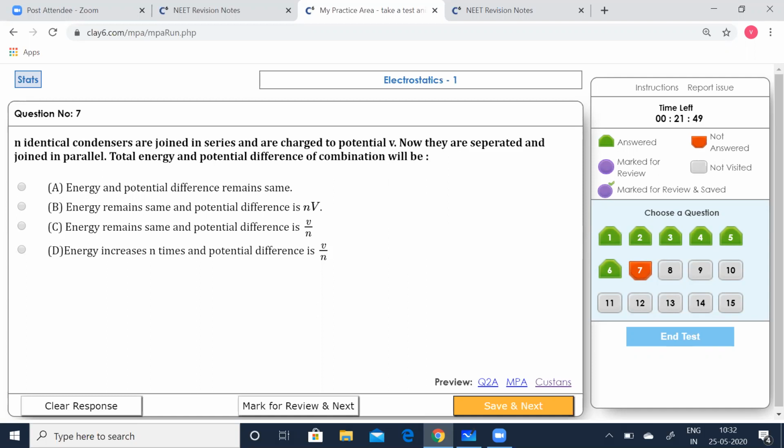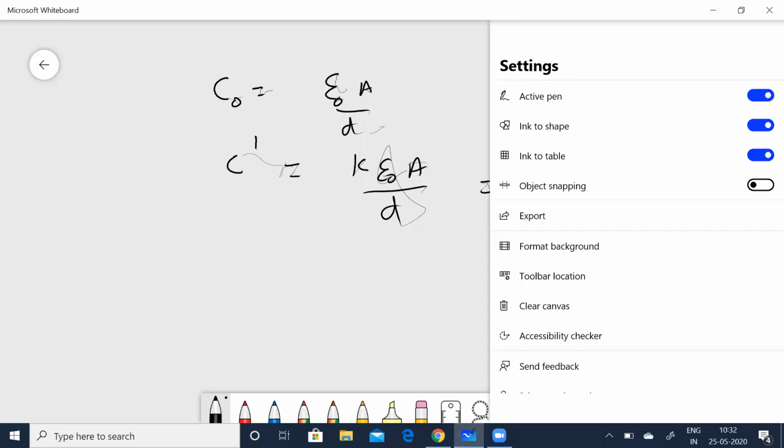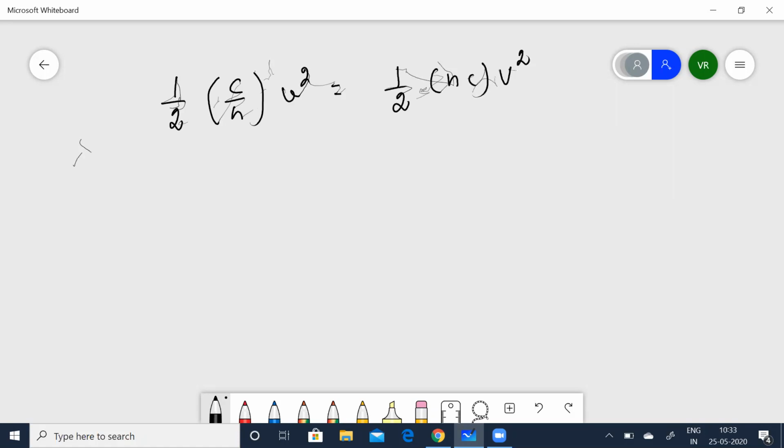So, by the law of conservation of energy, you all know that the energy when they are connected in series is going to be equal to the energy when they are connected in parallel. Half times, when connected in series, the equivalent capacitance is going to be C by N, times V squared. Let me put it as v squared. And for parallel, half times N times C into V squared.